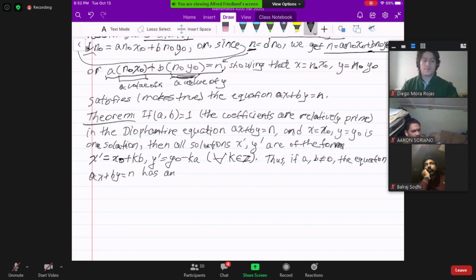The equation, yeah, has an infinite number of integral, and again, as I've used that as an adjective before for integer.